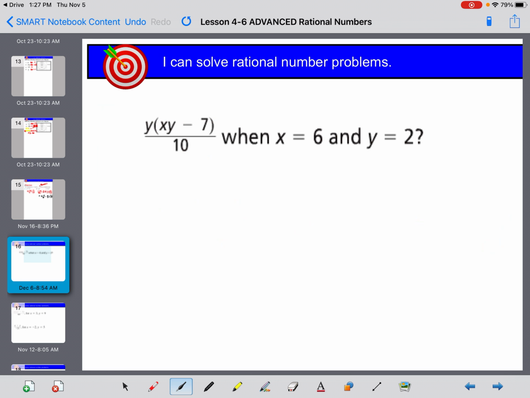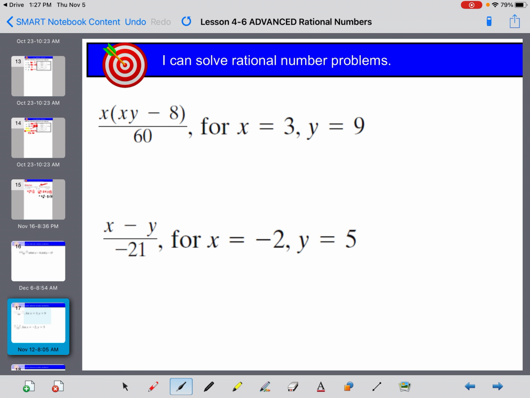Okay. Try evaluating this one when x equals 6 and y equals 2. Pause the video, work the problem, also work these two where they're getting more involved, and then come on back and compare your answers to mine.